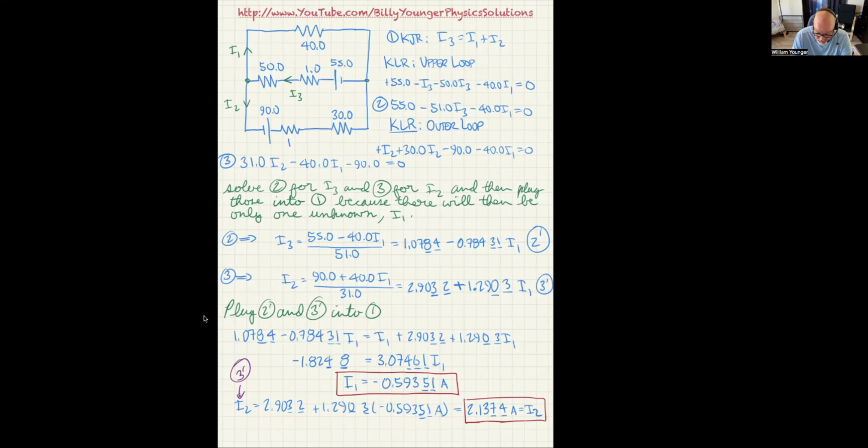But the next digits 7 and 4 are not significant, and in fact, you'd have to round this to 2.14 technically. Now that I've found I2 and it came out positive, we know our I2 direction was correct, but we also know that our I2 current was 2.14 amps.